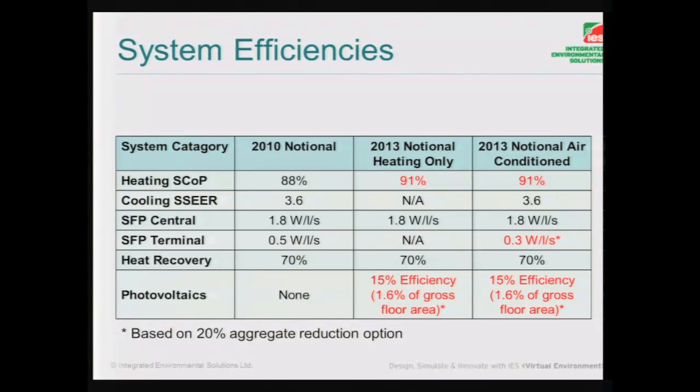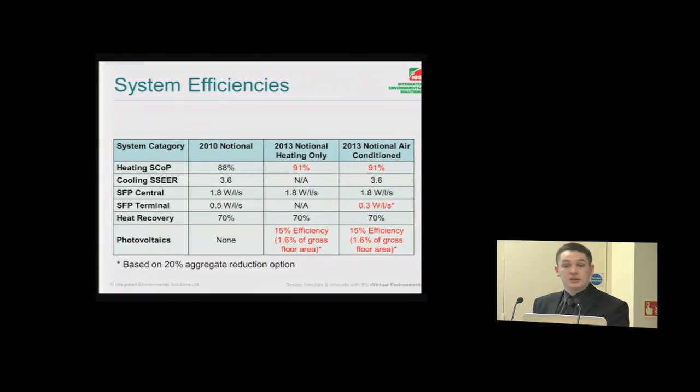Now, I've put a star next to this. This 0.3 is really based on the 20% aggregate reduction option. If we were to look at the 11% aggregate, we'd be looking at 0.4 for that terminal unit. Okay, but I think if we do go with the government's preferred option, 0.3 to me seems like really quite a tough target again to hit. I think it's really pushing the highest end specification for manufacturers' plant that's available today.